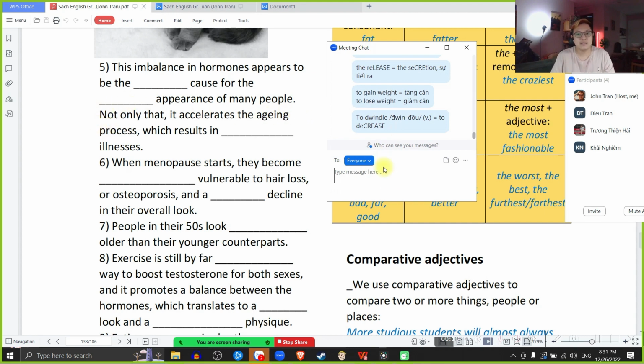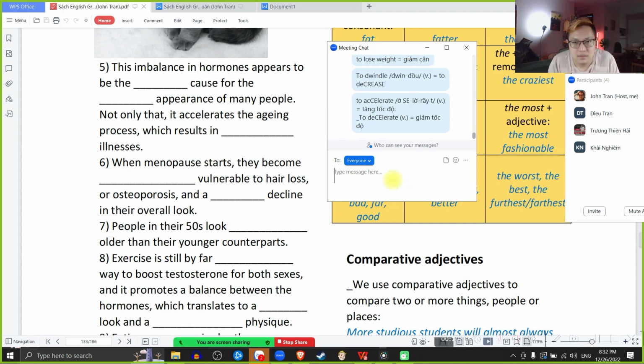Not only that, it accelerates. To accelerate. Động từ to accelerate là tăng tốc. Thì cái từ đối nghịch của nó là to decelerate, giảm tốc xuống, giảm tốc độ. Thì là accelerate là tăng tốc độ. Nó nói về gia tốc đó các bạn, gia tốc tăng, gia tốc giảm. They talk about acceleration, you know. Okay. It accelerates the aging process.